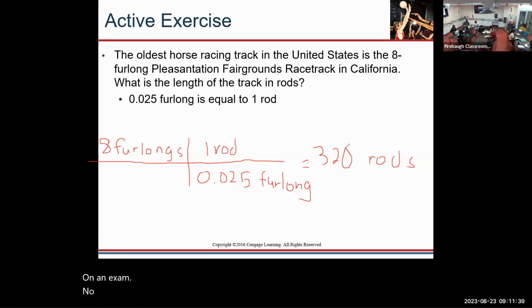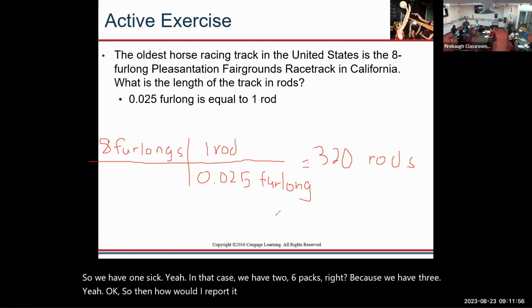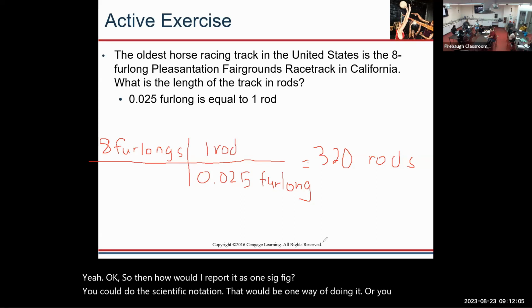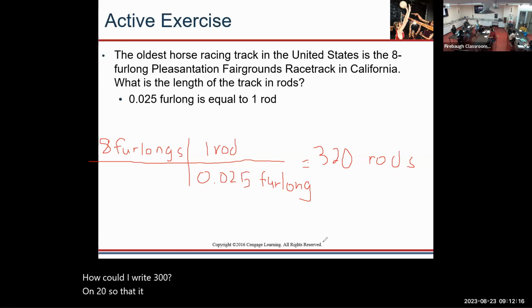No? Why? How many sig figs do we have here? So we have one sig fig, yeah. In that case, we have two sig figs, right? Okay. So then how would I report it as one sig fig? You can do scientific notation, that'd be one way of doing it. How could I write 320 so that it's only one significant figure?